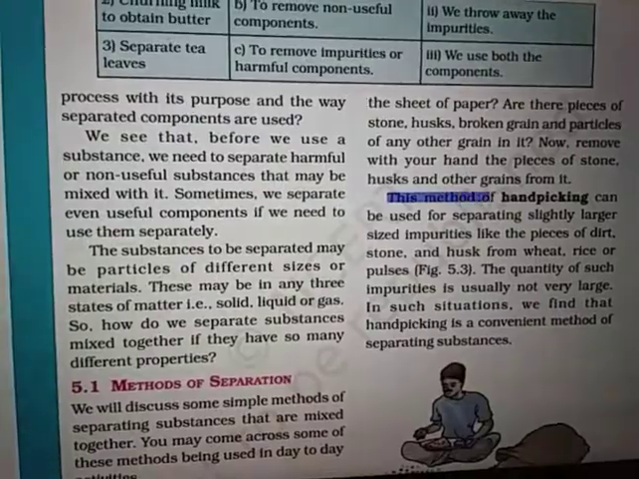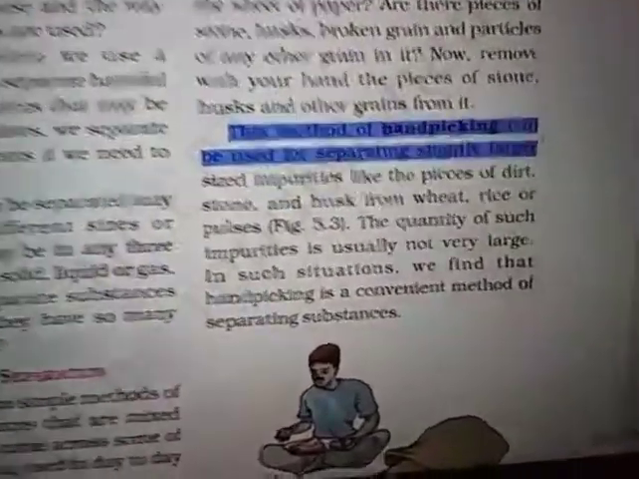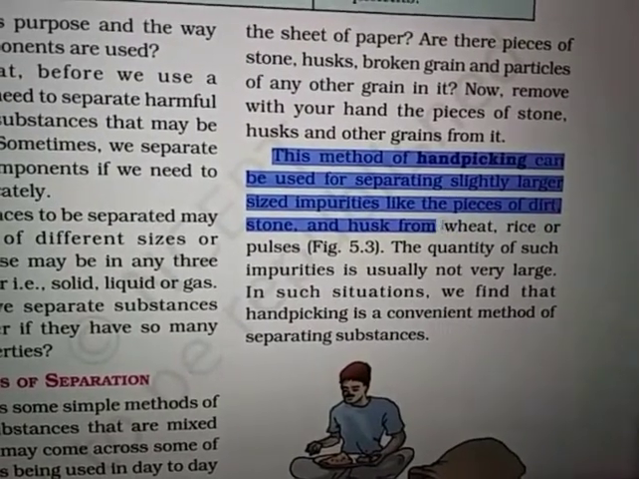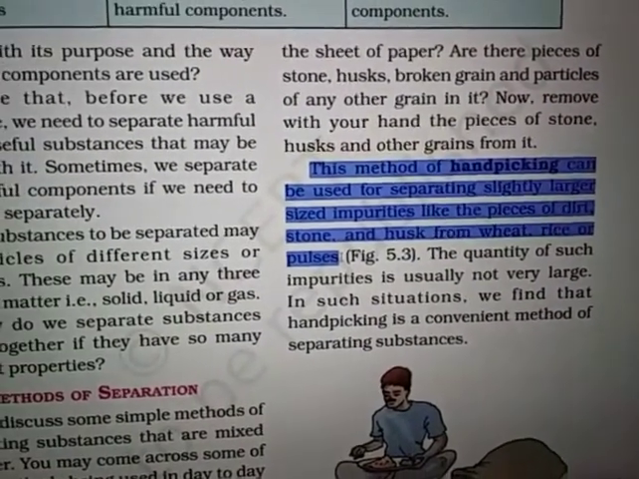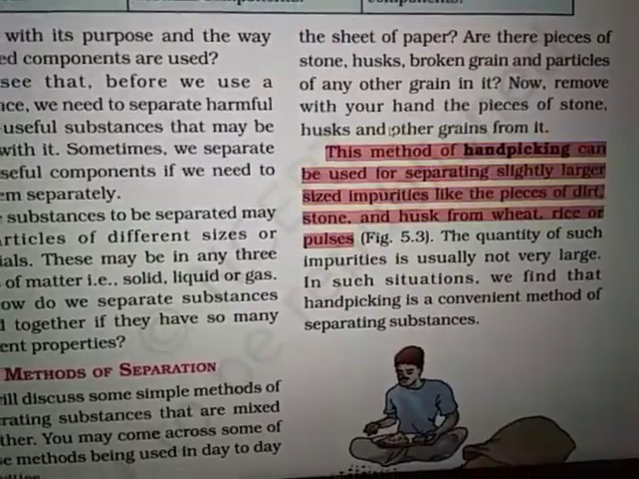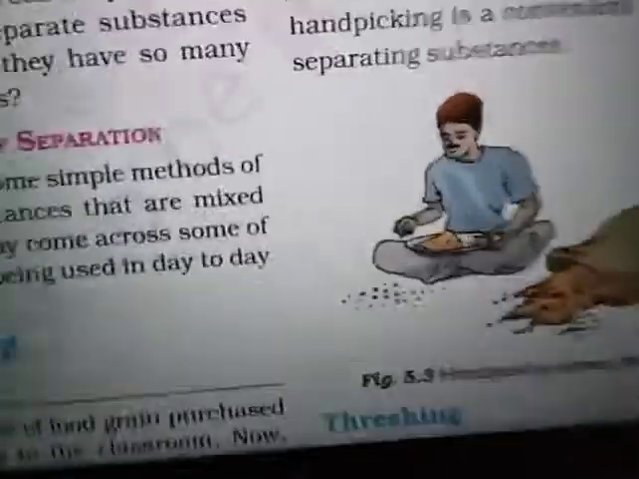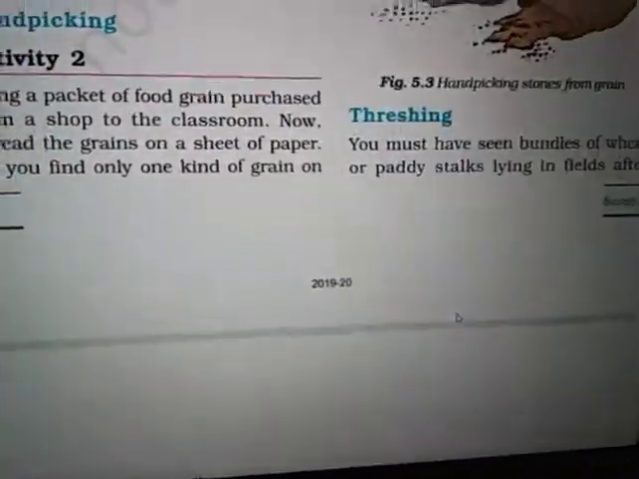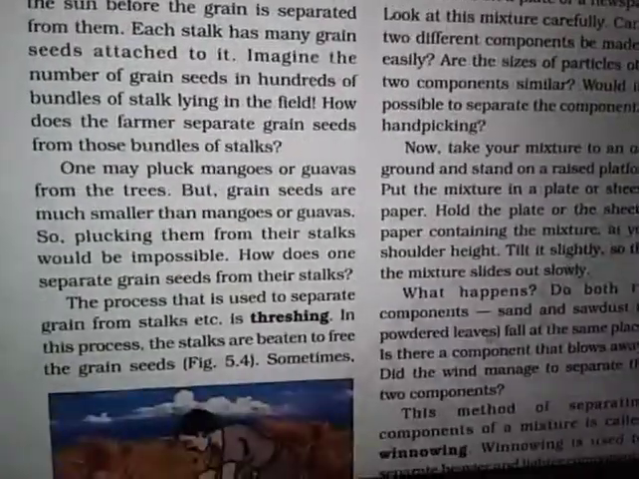See, this is important. This method of hand picking can be used for separating slightly larger sized impurities like pieces of dirt, stone, and husk from wheat, rice, or pulses. So this gives the whole sense of hand picking, right? What is hand picking? Picking them through hand, right? See, this is the best example of hand picking. And crushing. Let's read it and highlight it.